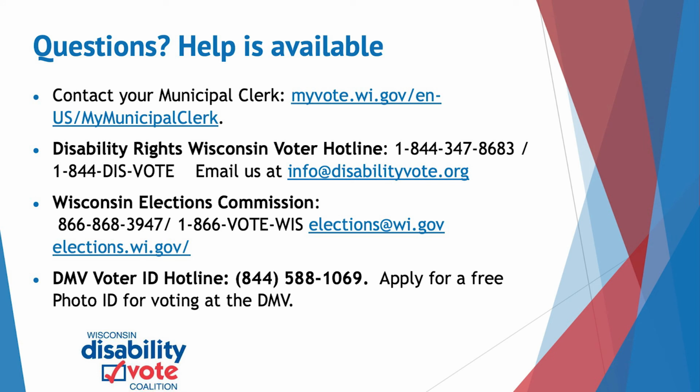If you have questions, help is available. Contact your municipal clerk. They're such a good resource. That contact information is available on myvote.wi.gov. Please consider giving us a call at Disability Rights Wisconsin Voter Hotline, 1-844-347-8683. You can also email us at info@disabilityvote.org. The Wisconsin Elections Commission is a very helpful resource for questions. 866-868-3947. Their website at elections.wi.gov also has a lot of great information.